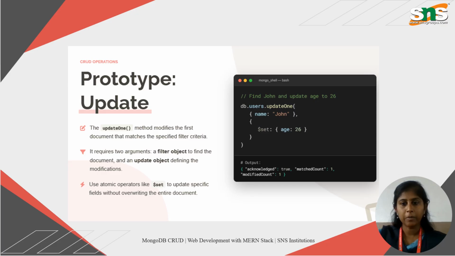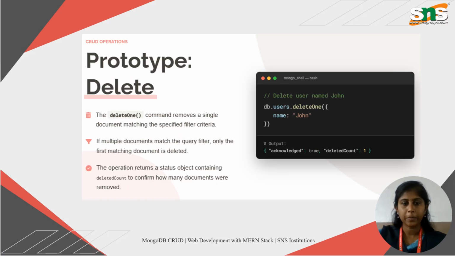Now let's look at the update operation. Update modifies existing documents instead of creating new ones. MongoDB provides methods such as updateOne, updateMany and replaceOne. Usually we use operators like $set to update only selected fields. For example, if a student's phone number changes, we only update that field rather than replacing the entire document. Updating data helps keep information accurate without affecting the other stored values.